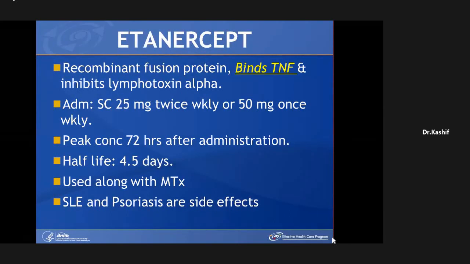Etanercept, this is a very important one. This is a very important biological DMARD. It's a very effective one. It's a recombinant fusion protein. It again binds to the TNF alpha, and it also inhibits lymphotoxin alpha.